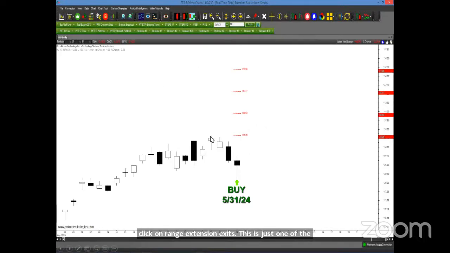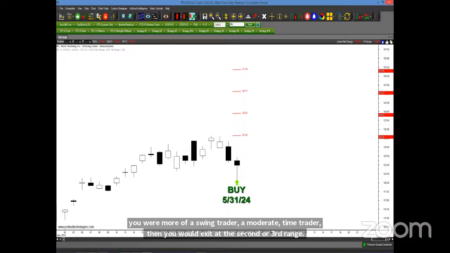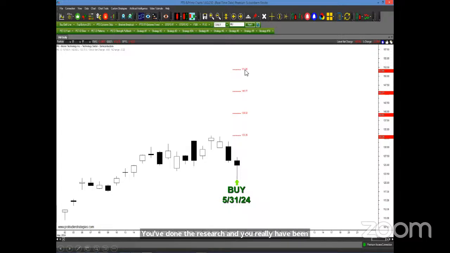And what it does is it gives you these different ranges to help you make your decision as to where you want to exit. In other words, if you're the type of trader that wants to get in and out very quickly, you would exit at the first, possibly second range, okay? If you're more of a swing trader, a moderate time trader, well, then you would exit at the second or third range. And if you think that this stock is really going to go up, and it has a big move in it, you've done the research and you really have been following and tracking this stock, well, then you would obviously exit at the 4th and final exit point. Now, we say final because mostly when we get up to these levels, this is where you have a trend change. It's right to take your profits, okay? Especially in the beginning where you're learning this.